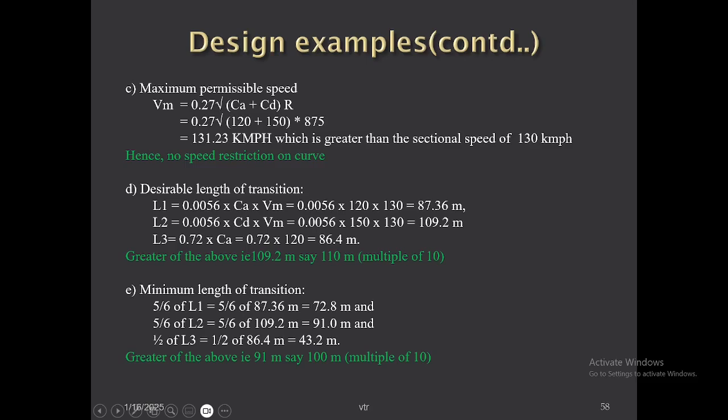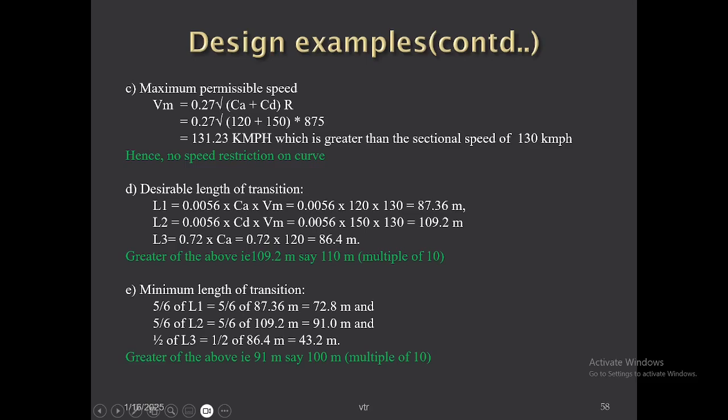Normally in transition length, we keep station units, that means we have stations at 10 meter intervals. That is why it should be a multiple of 10 meters on the higher side. Since it is 109, we round up to 110 meter, the next multiple of ten. So this will be your desirable length of transition.